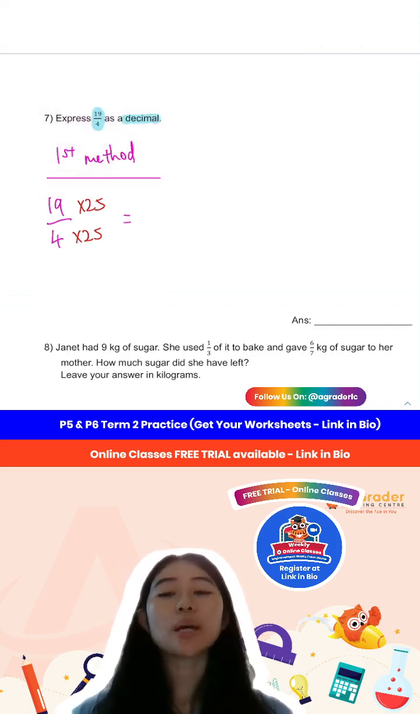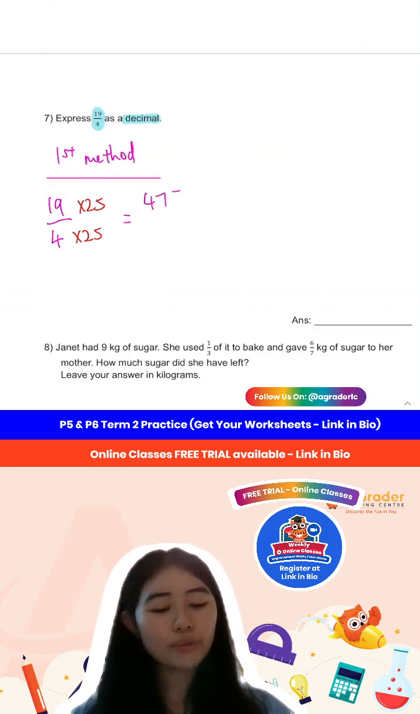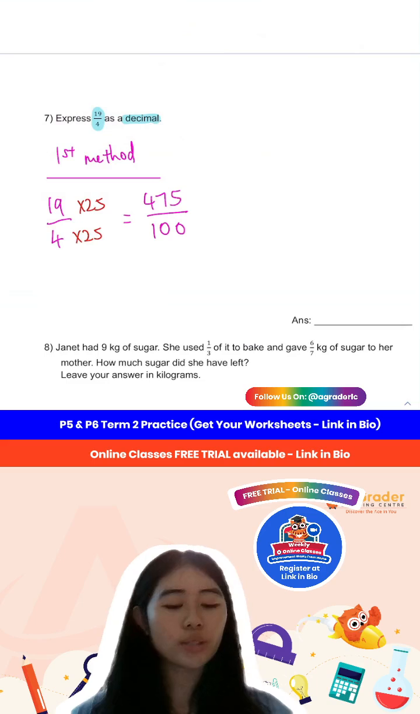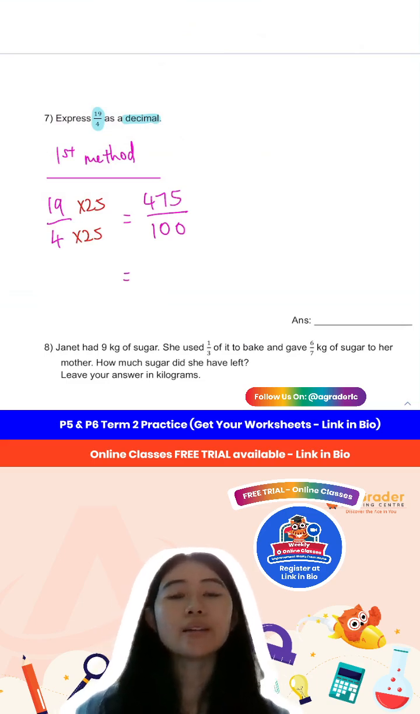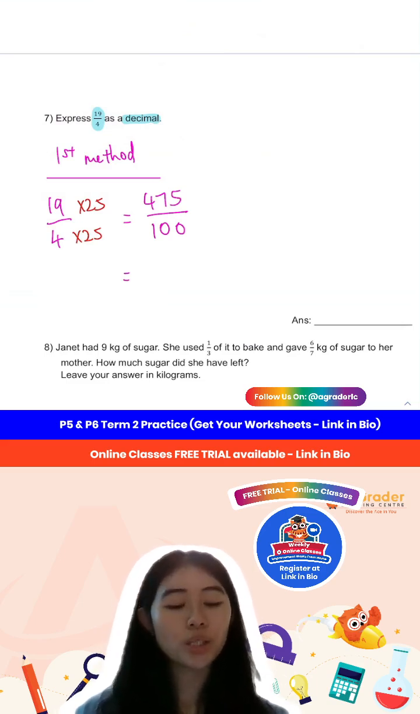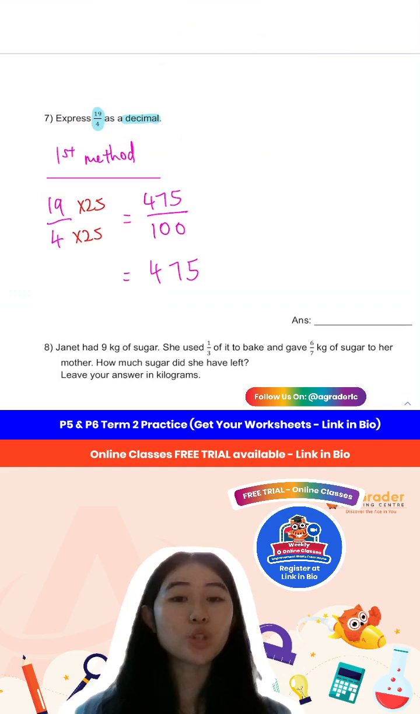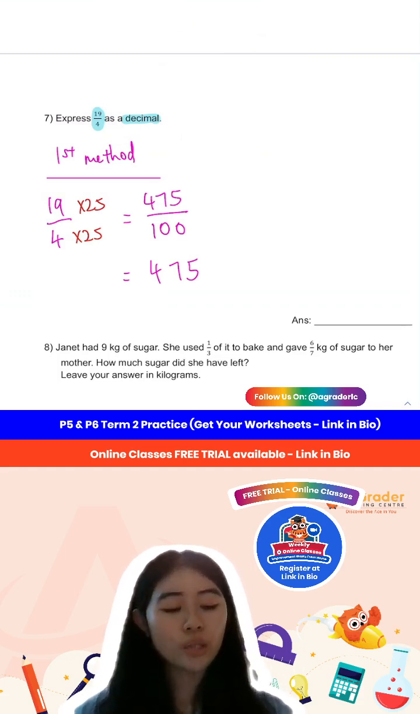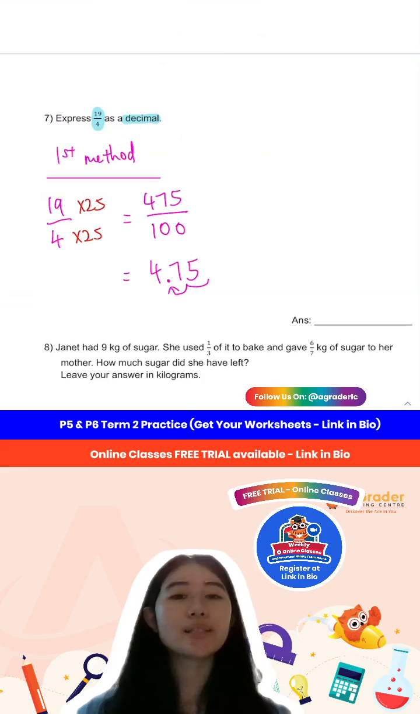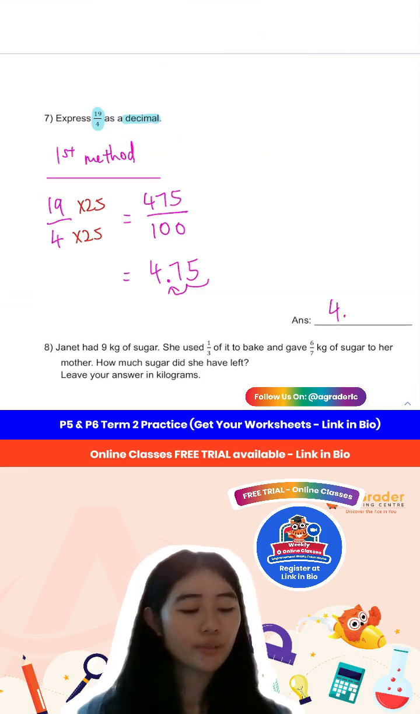Okay, so once you times 25, you will get 475 over 100. And then from this fraction, you change it to a decimal. You write 475 first, and then you just need to go back 2 steps because 100 has 2 zeros. So I go back 1 step, 2 step, put the dot, so you get 4.75. Yeah, so that's the answer. And all of you got it correct actually.